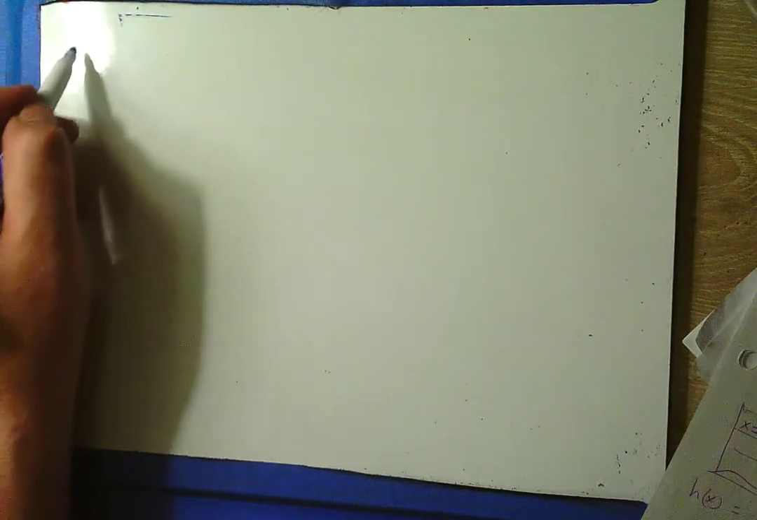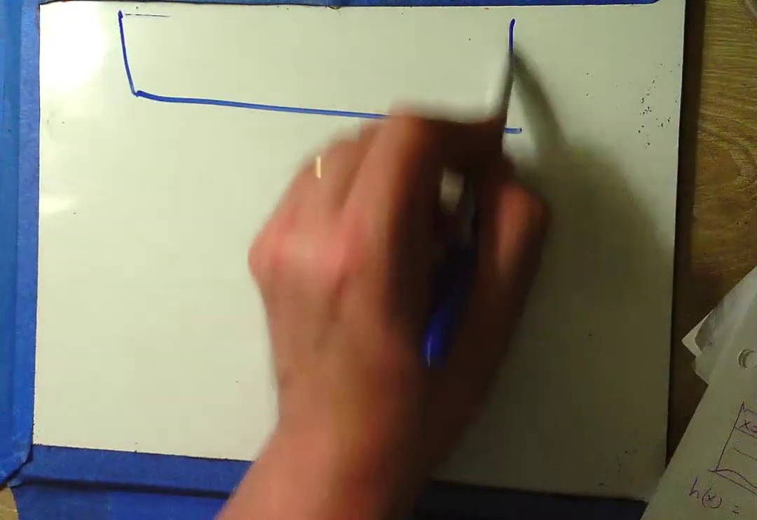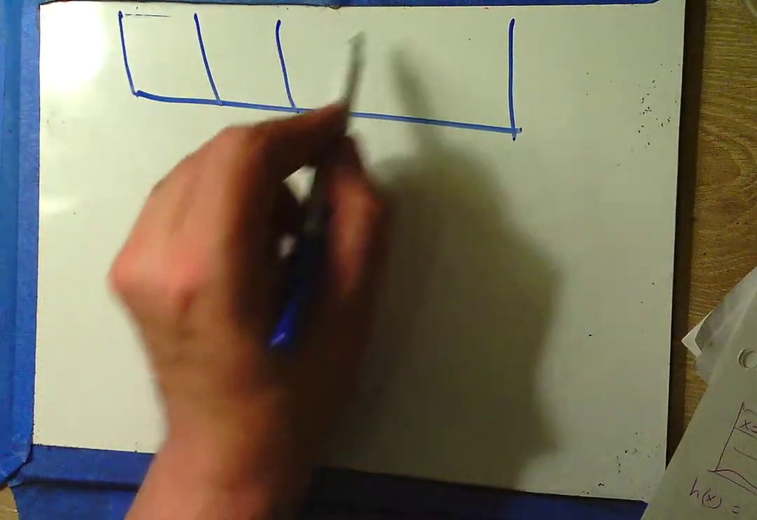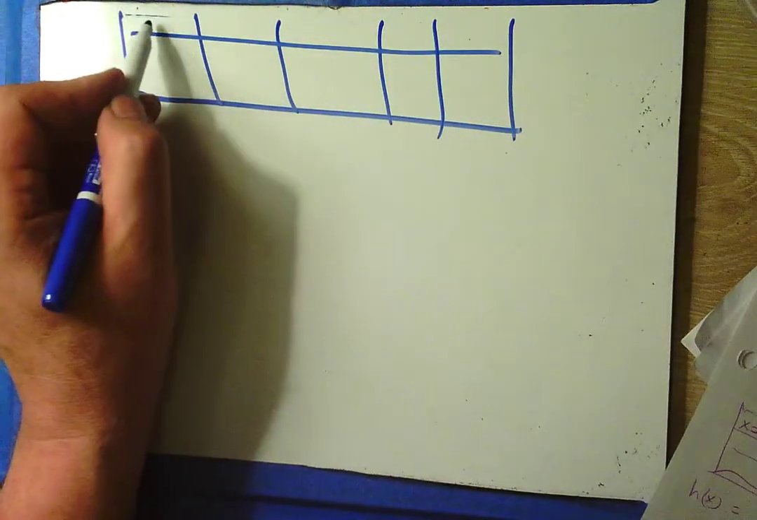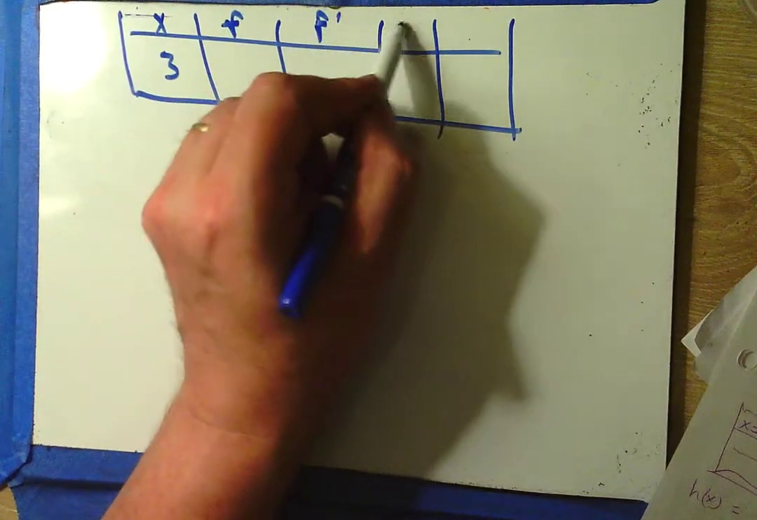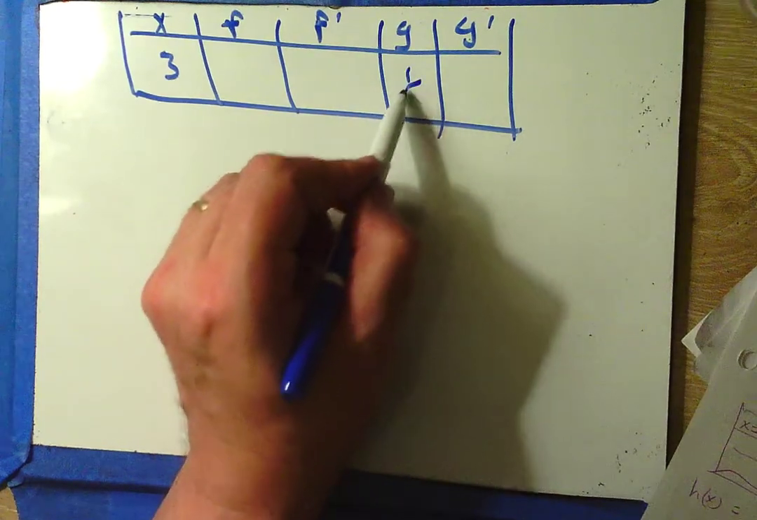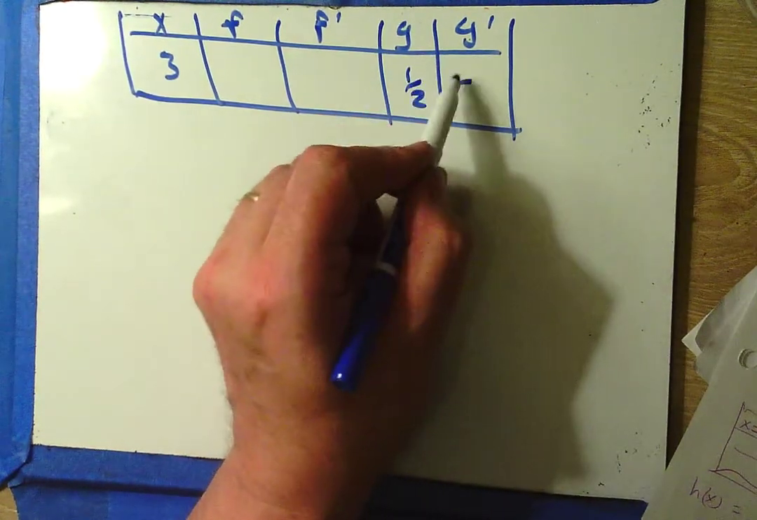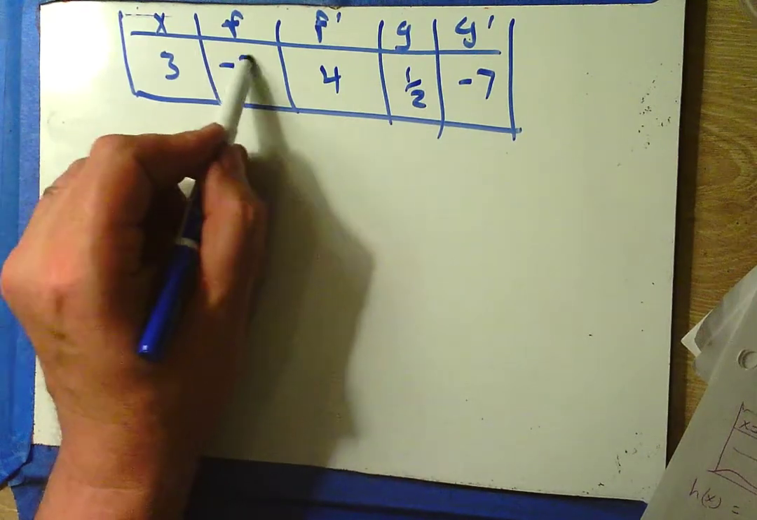How about 4? Oh no, I erased the table. I just want to do 1 or 2 more. I'm going to redraw the table. Sorry. Okay, so we had x, we had f, we had f prime, we had g prime, and I know I'm writing them in a different order now, so please be careful and mindful of that. F prime was 4, and f was negative 2.